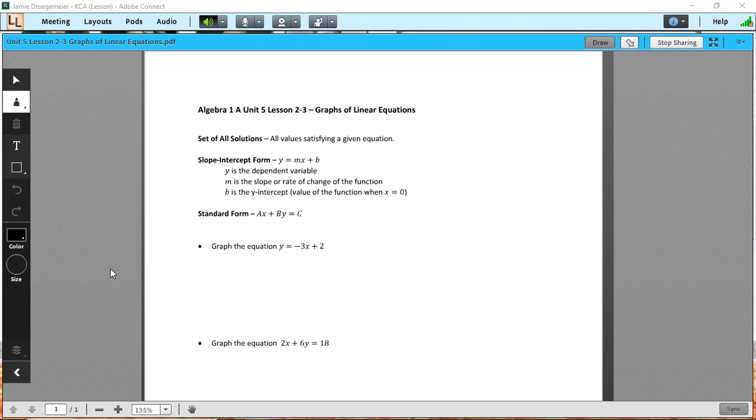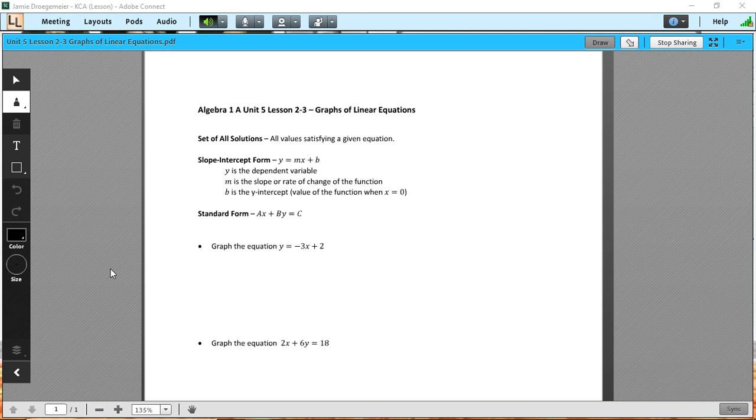We have set of all solutions. When I say that something is the set of all solutions, that means all values that solve that equation, that satisfy a given equation. If you think about when we have an equation for a line, that line continues on in both directions infinitely. So the set of all values that satisfy that equation, we're talking about all of those points that would be on that line. And we'll look at some graphs and talk about that concept a little bit more here as well.